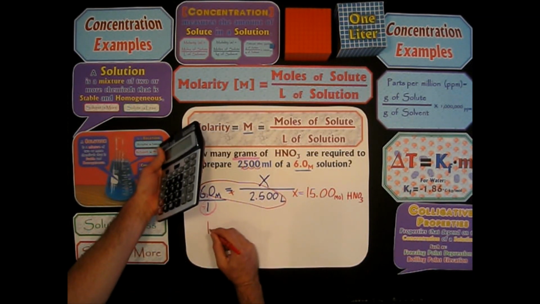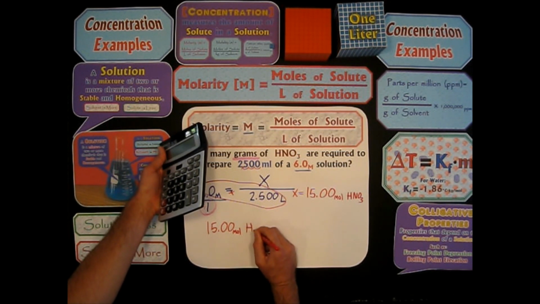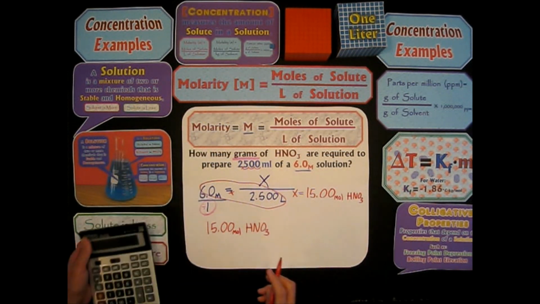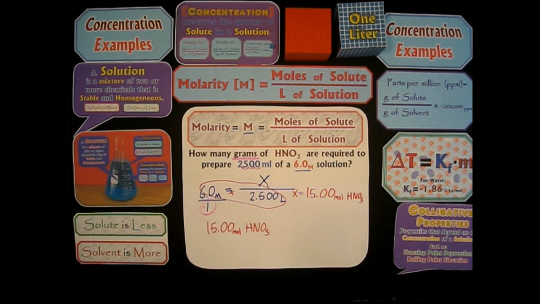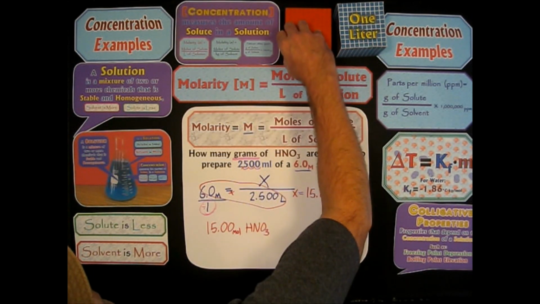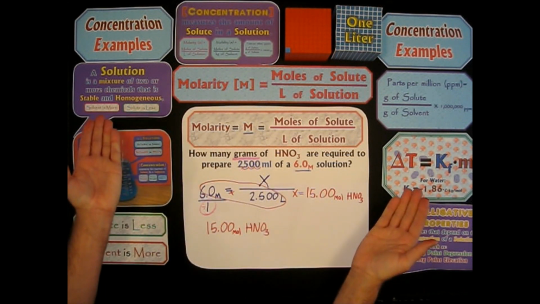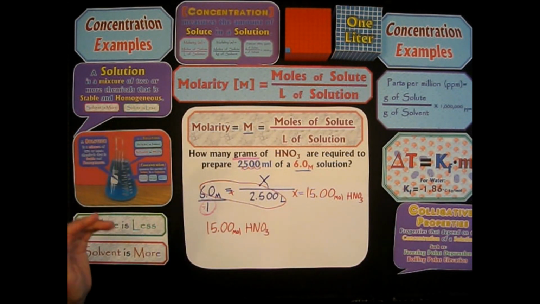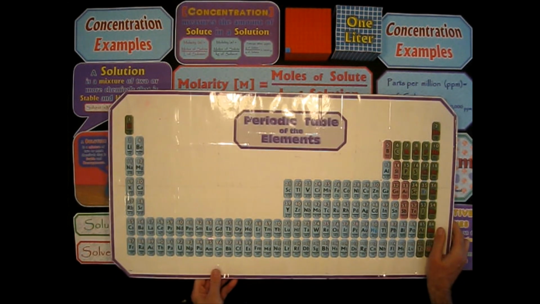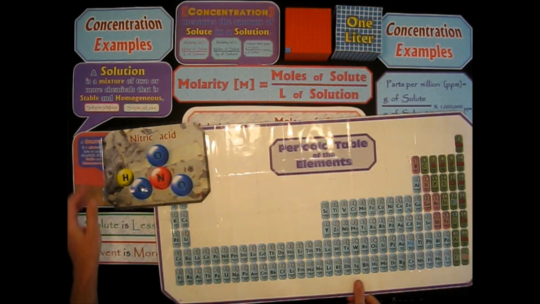So if I take my 15.00 moles of HNO3, how do you get from moles to grams? Do you remember that from stoichiometry? How do you get from moles to grams? The same way you get from grams to moles: use the molar mass. So again, I'm busting out the periodic table. This time we're talking about this chemical, HNO3.